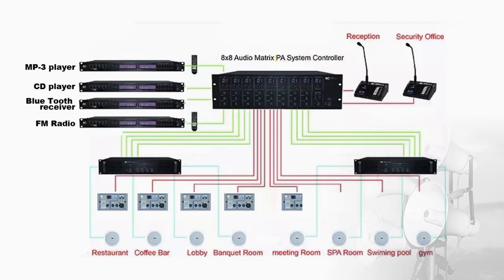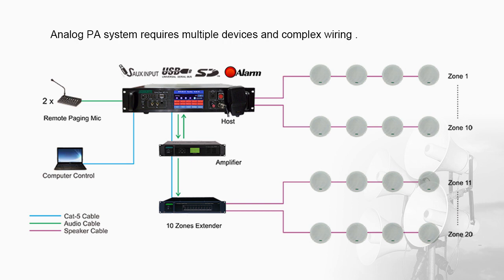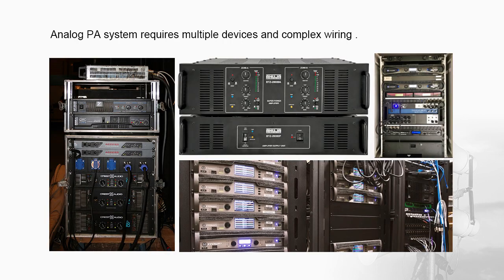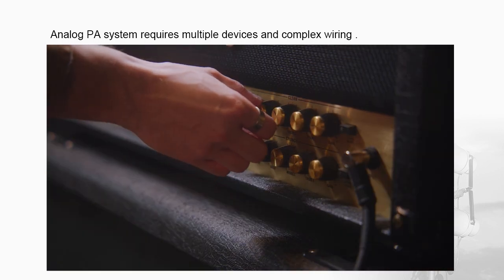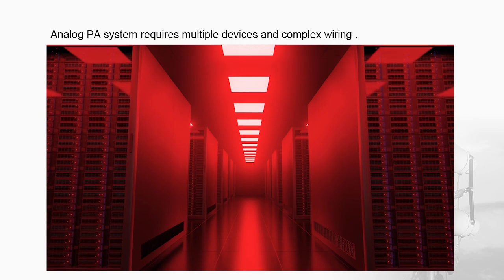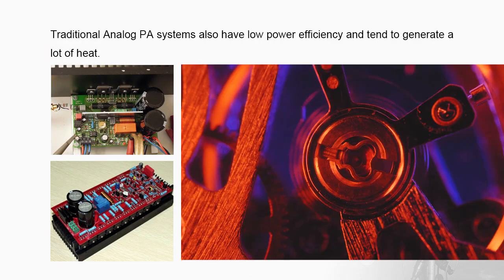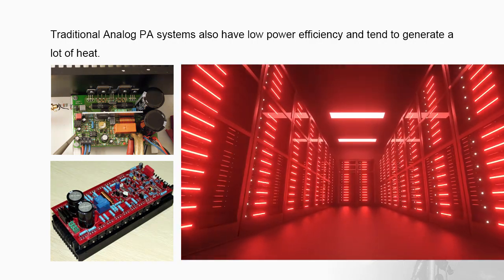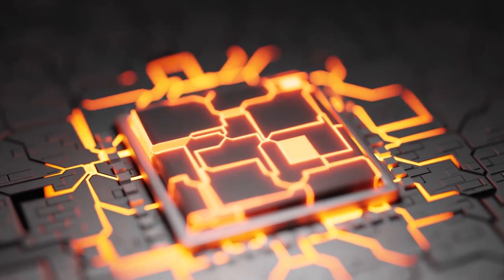Therefore, it can be seen that traditional analog PA systems require integrating different devices to operate, resulting in complex wiring setups. Furthermore, due to analog power amplifiers, transformers, and multiple device combinations, traditional analog PA systems are bulky and heavy. Analog signals in traditional PA systems lose power over long distances and require transformers, resulting in low electrical power efficiency, heat generation, and the need for additional fans.